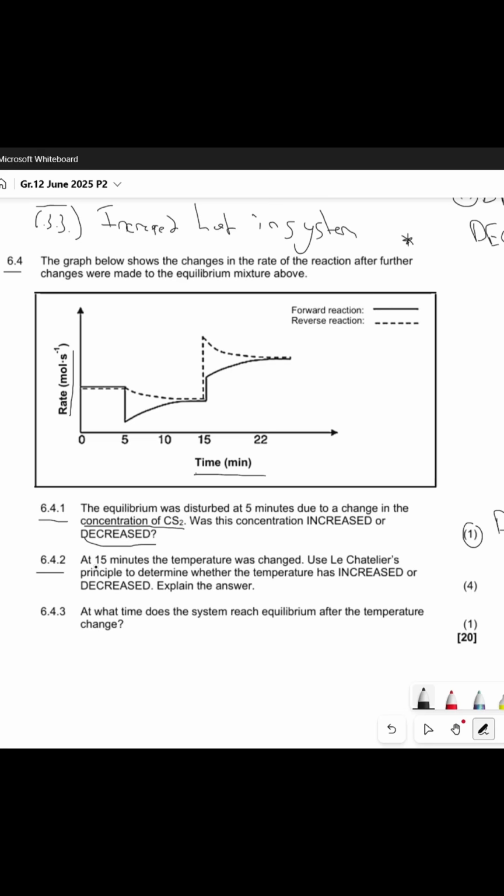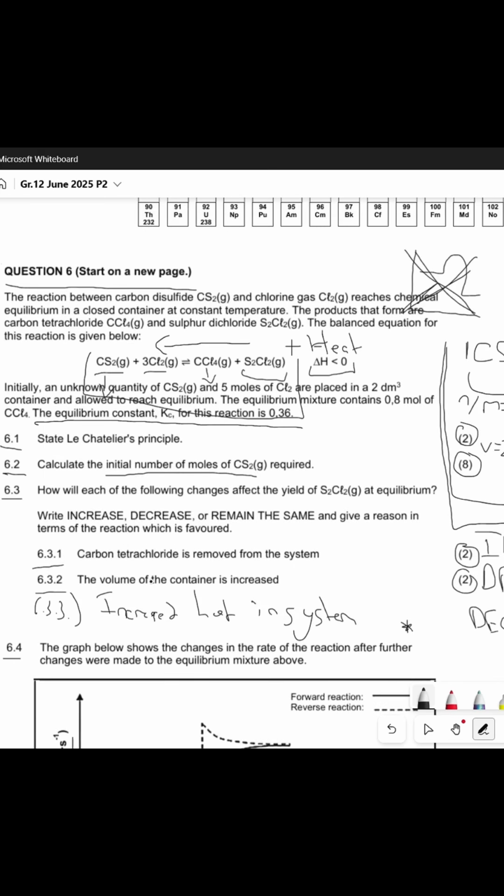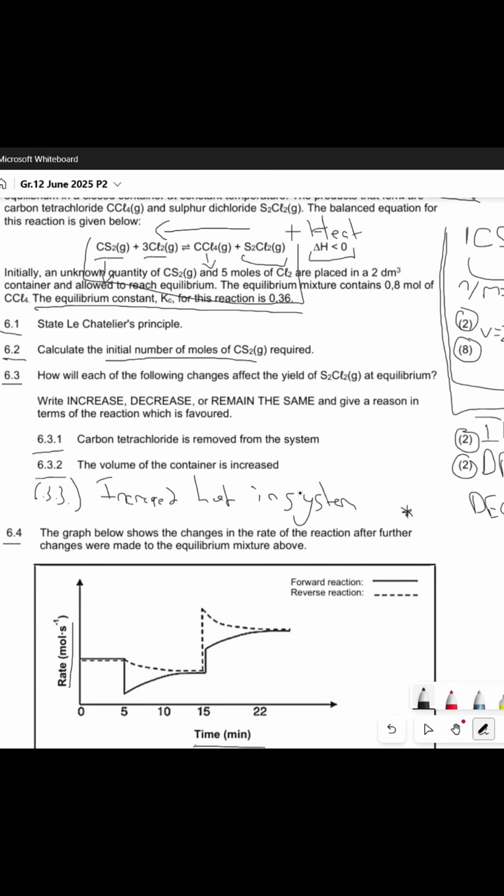And then 6.4.2 over here says at 15 minutes, as we mentioned in another disturbance, the temperature was changed. Use Le Chatelier's principle to determine whether the temperature has increased or decreased. Explain the answer. So this is a 4-mark question, and it did have to do with what we were talking about up here for 6.3.3, this made up question, where we have increased heat in the system, where our heat is over here.